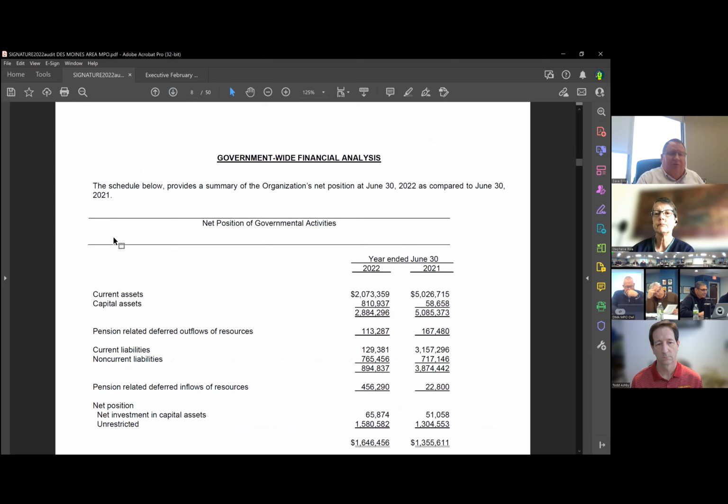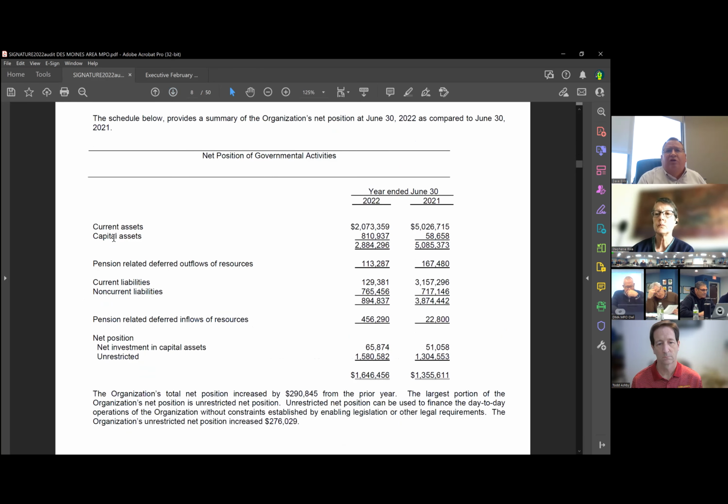There's a comparison of numbers here, so your total assets went from about 5.1 million down to 2.9 million. That was due to a large receivable in the prior year that was recorded. Looking down at liabilities, your liabilities went down about $3 million, from 3.9 down to 900,000. And that liability was also related to that receivable. Those two all kind of offset in the prior year.